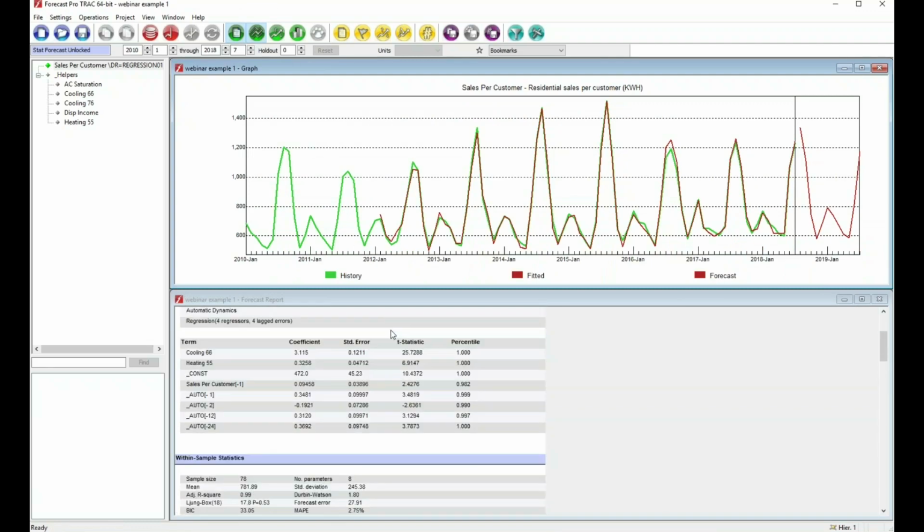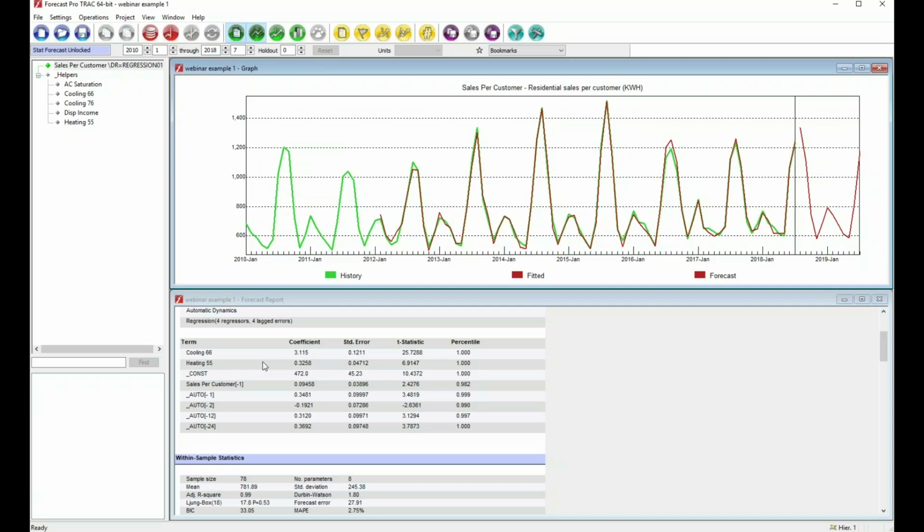So here's the regression. It includes the cooling 66 and the heating 55. All of the other terms here are dynamics. These were put in automatically by Forecast Pro, and we'll talk about these in a little bit. But right now, let's concentrate on these heating and cooling variables. Each one has a coefficient. That was the B in our equation in the beginning of the webinar.